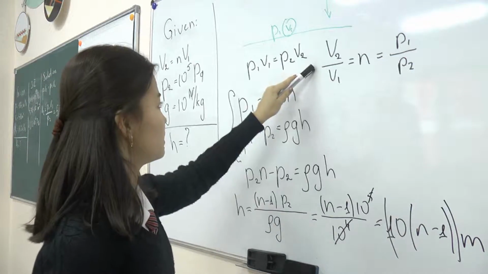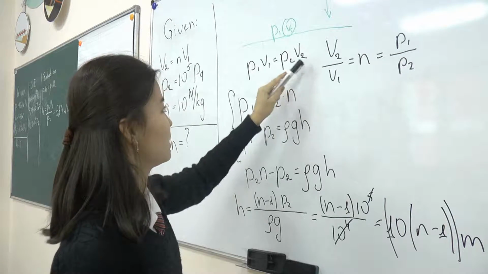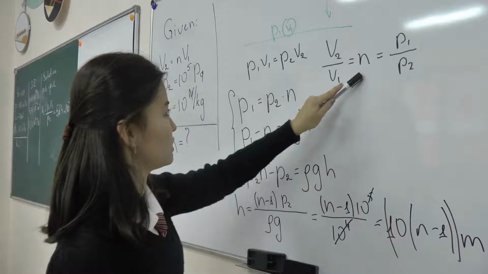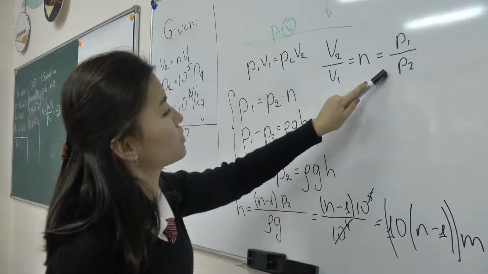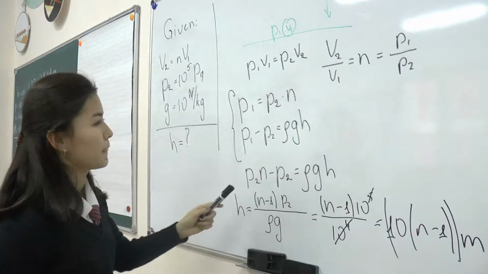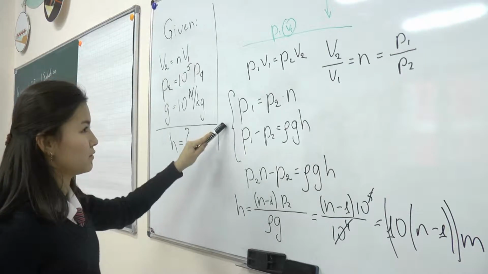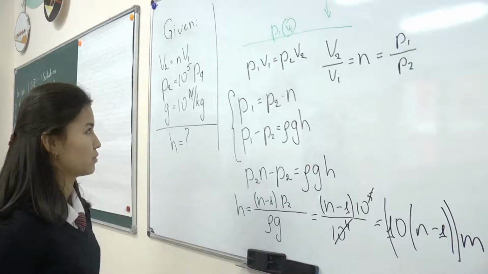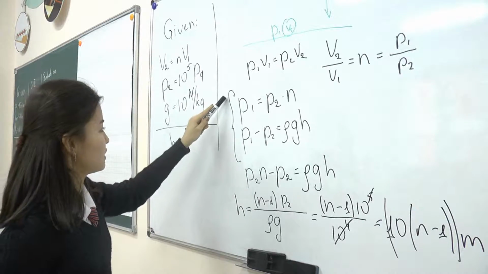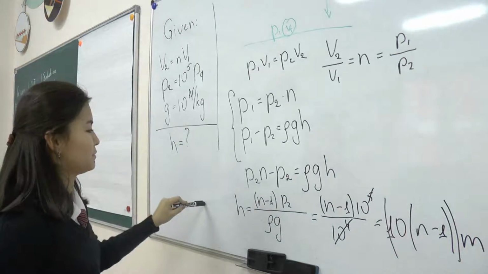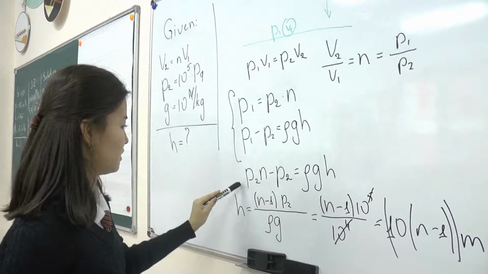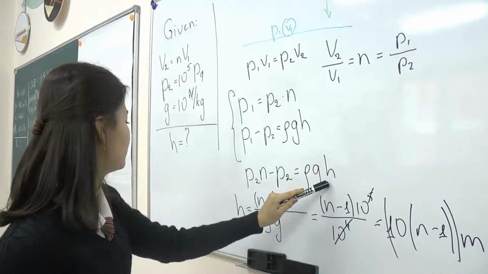Here, as a consequence, we can write that the ratio between volumes is equal to n, and it is equal to the ratio of first pressure and final pressure. And from these expressions, we can conclude that we have a system of equations. By uniting these two expressions, we can find the value of depth.